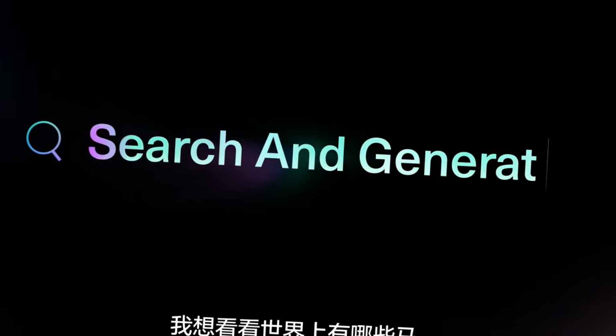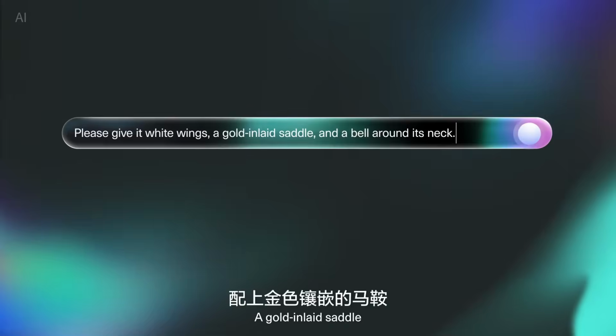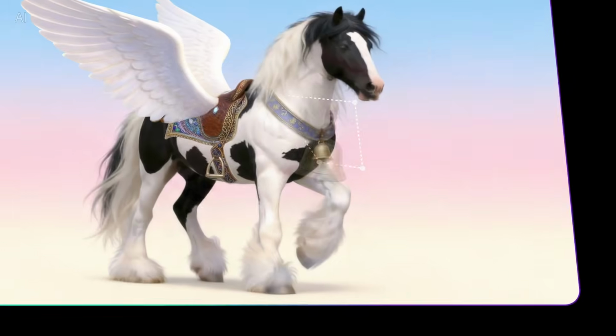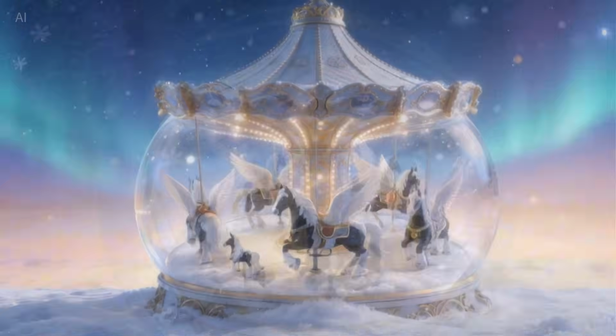It can search the internet in real time while generating your image. It understands what you actually mean, not just what you type. It can reason through complex logic, edit images through conversation, and keep your characters looking consistent across dozens of outputs. And in this video, I'm going to walk you through every single one of those features, step by step, with live examples so you can see exactly what this thing can do. Let's get into it.